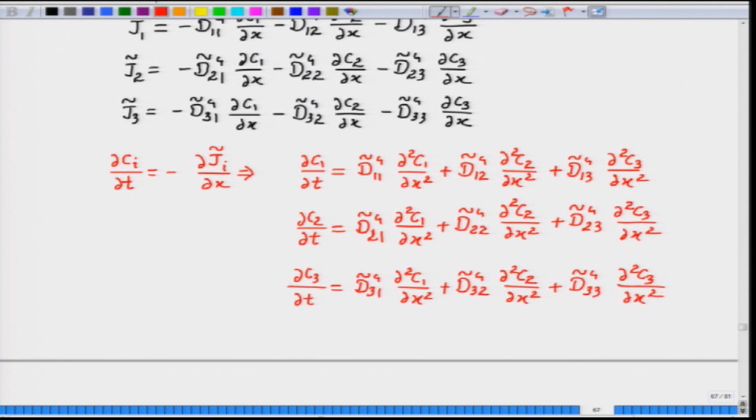So, we can see in a multi-component system the diffusion equation is coupled, which means if we consider the partial of any one component with respect to time, it is expressed in terms of the second derivative, or the second partial, of each of the independent components with respect to x.